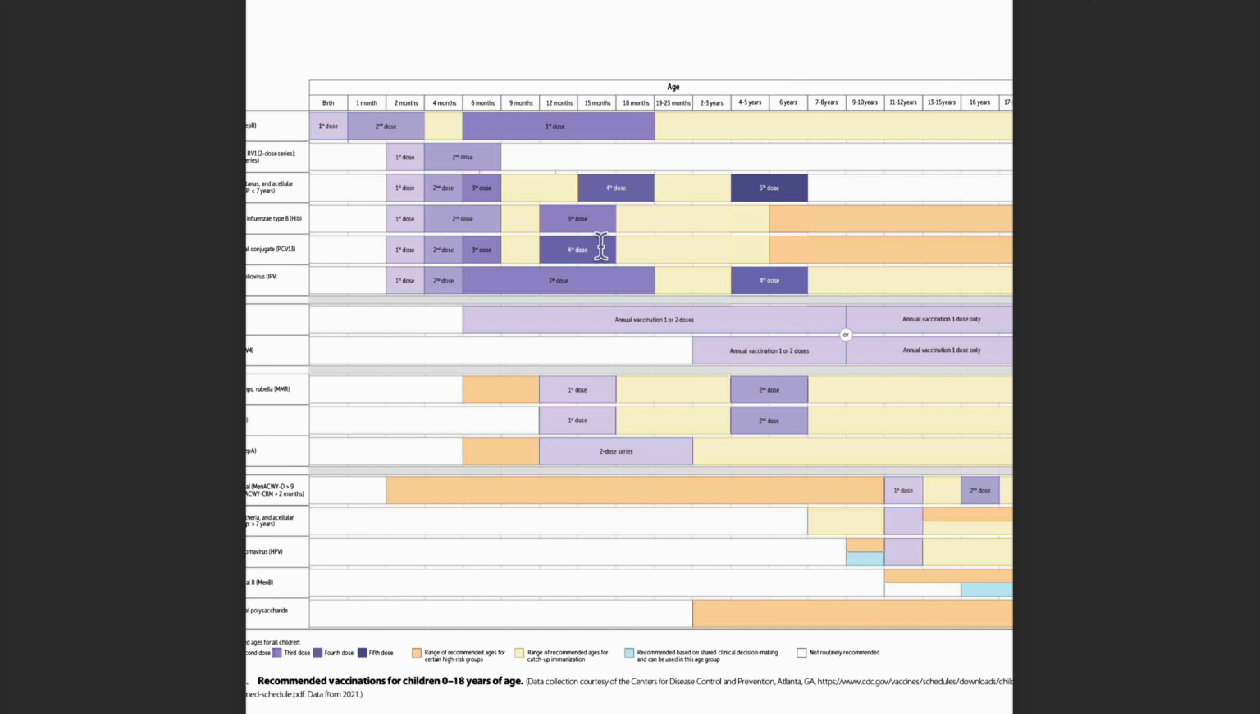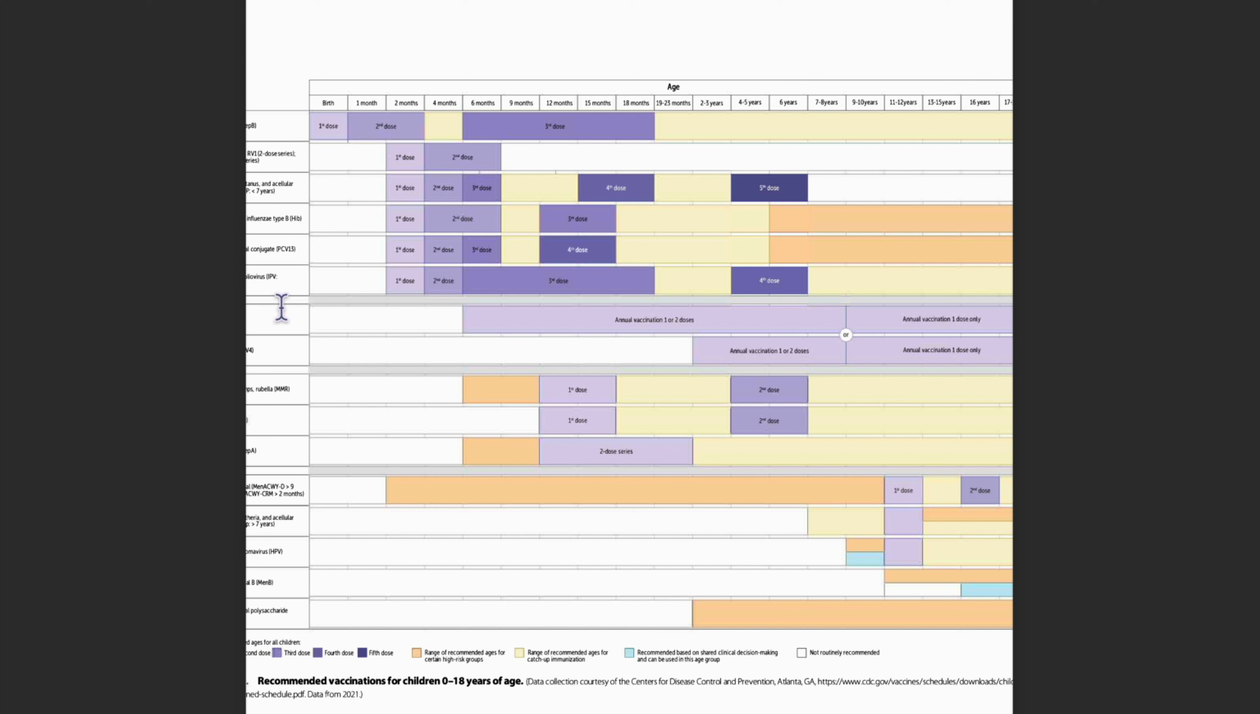Influenza, same thing right here. First, second is between 2 and 6 months, and then 12 to 15 months is the third dose for Haemophilus influenzae type B. Pneumococcal conjugate PCV13, this is an important one. First dose at 2 months, second dose at 4 months, third dose at 6 months, fourth dose between 12 and 15 months.